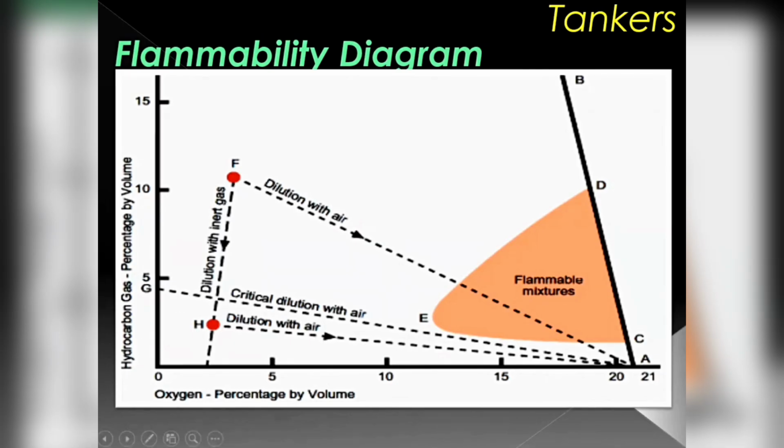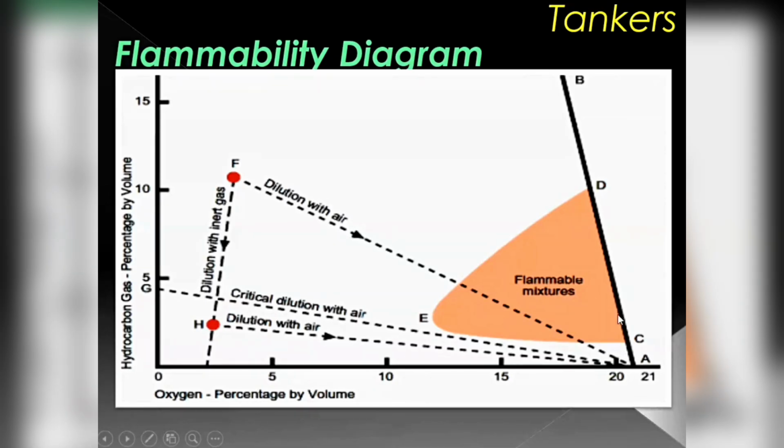So now, sir, we have... Go ahead. This critical dilution line is made by rough hand, right? For different cargoes, first we make this graph, and then we take a scale and make this line. Correct. More or less, you can do it to be on the safer side.